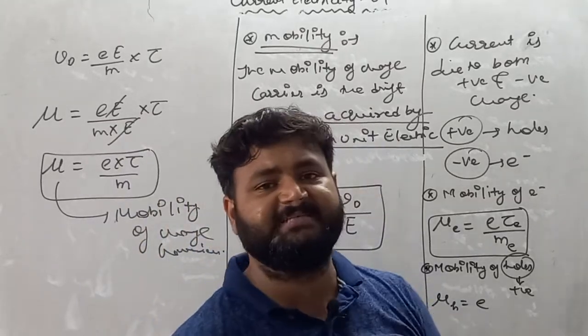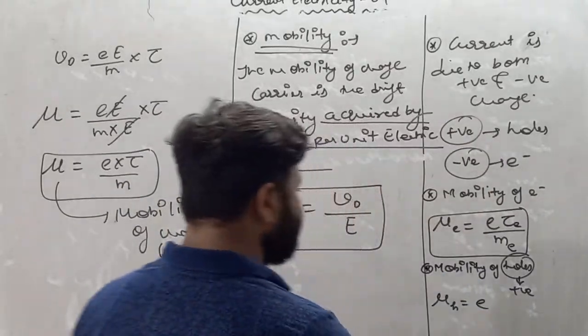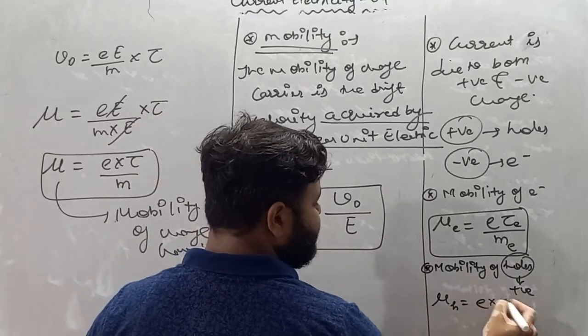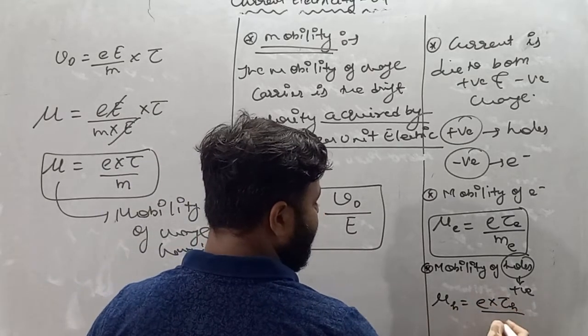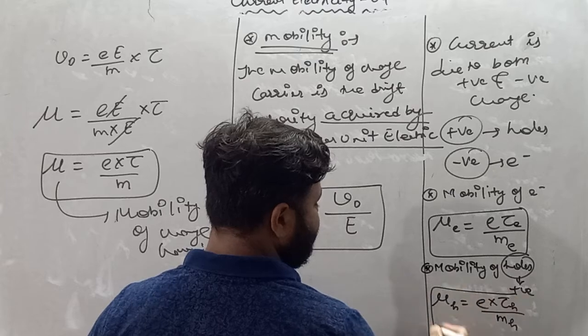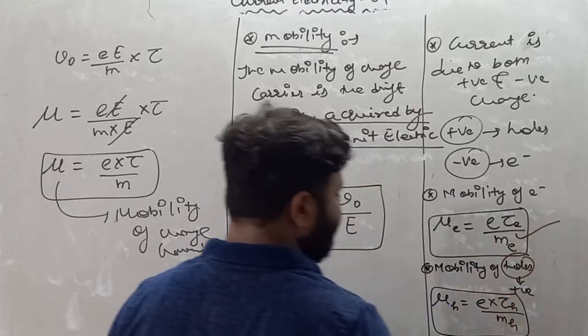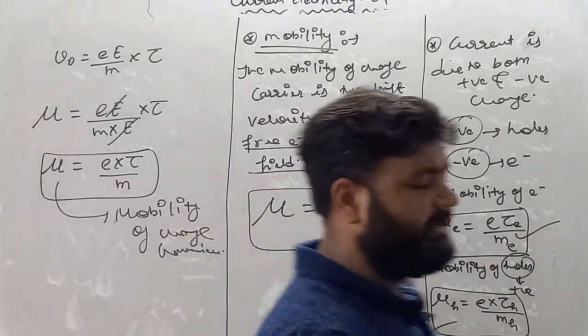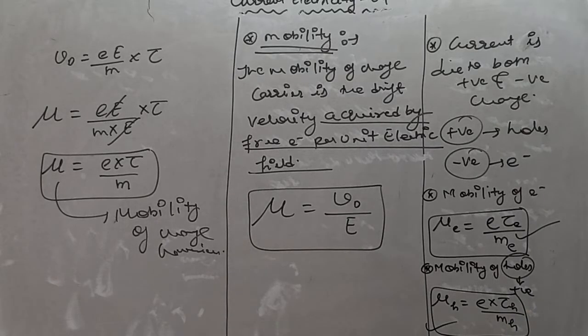It is 1.6 × 10^-19 coulomb. So e is the same, but the relaxation time is quite different. So τ_h by m_h. This is basically the mobility of the electron, and this is the mobility of the hole. My dear students, mobility is nothing but the ratio of drift velocity per unit electric field. The mobility of positive charge and the mobility of negative charge is different.